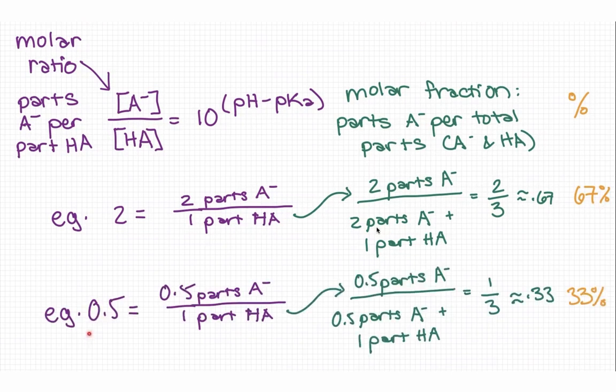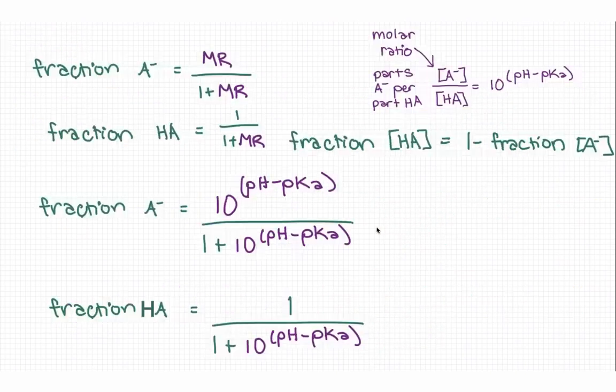Similarly, if you got an answer of 0.5 for your molar ratio, that is not telling you that half of it is deprotonated. Instead, it's saying there's 0.5 parts deprotonated per part that is protonated. So the fraction that's deprotonated would be 0.5 divided by 0.5 plus 1, so 0.5 divided by 1.5, which is 1/3, about 0.33 or 33%. We can basically do this no matter what our number is.